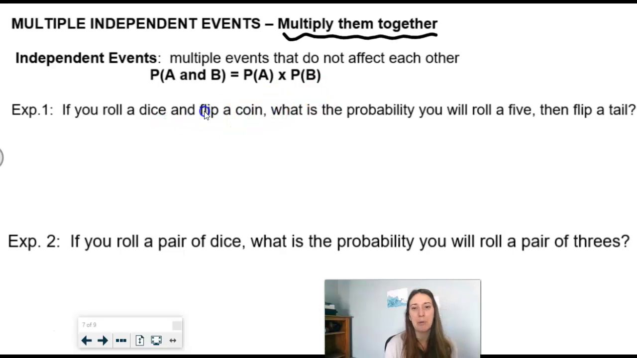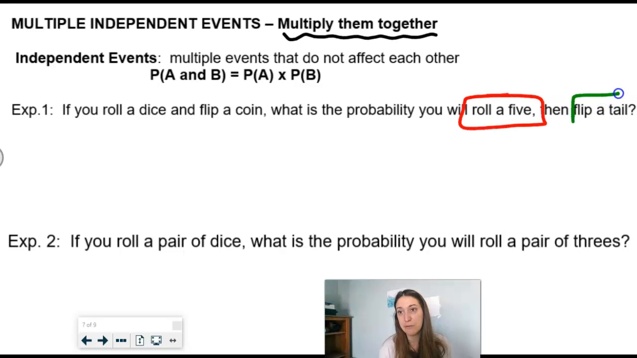So when I look at this question, it says we're going to roll a die, I never get that right, and we're going to flip a coin. They have nothing to do with each other. So flipping tails on a coin has nothing to do with the outcome of the die. So what is the probability that you will roll a 5, and then you're going to flip the coin and it's going to land on tails?